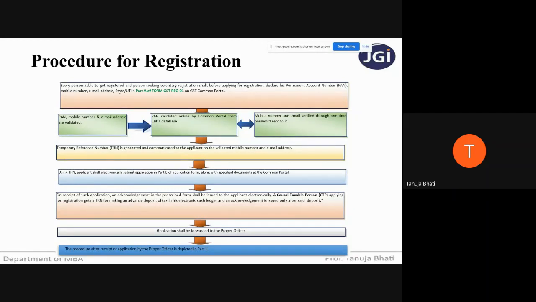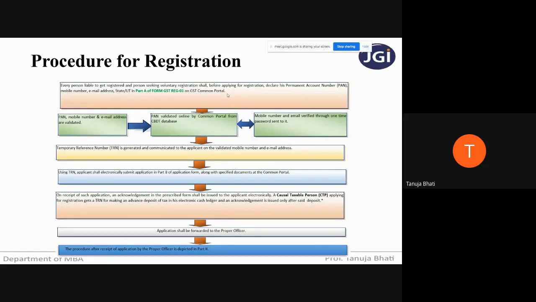Simple. I need to first go to part A. There are two parts for the procedure for registration. See, form REG01. When I say form REG01, REG stands for registration, GST registration 01. So the first form that you need to fill is GST REG01 on the GST Common Portal. Now, where will this form be available?